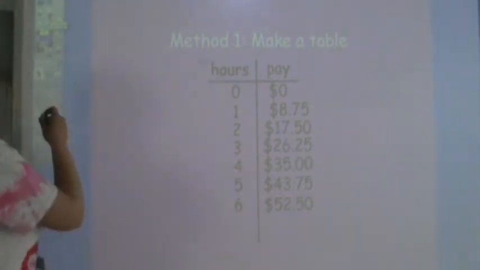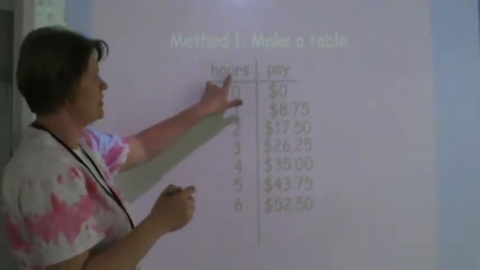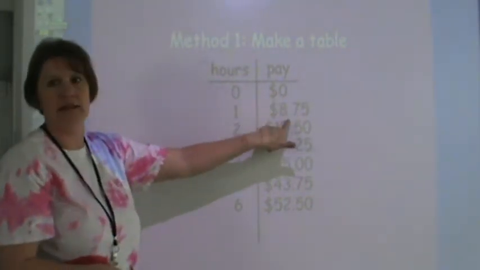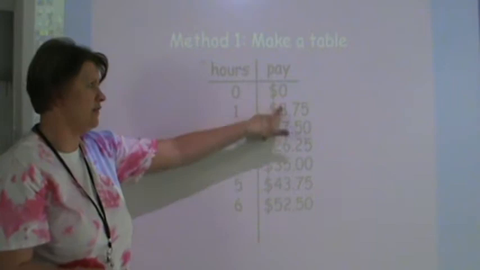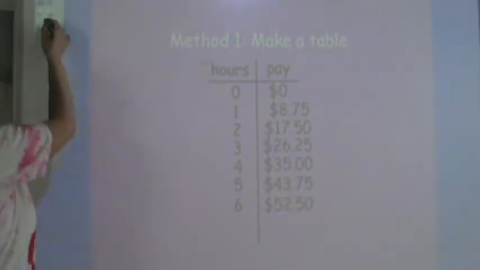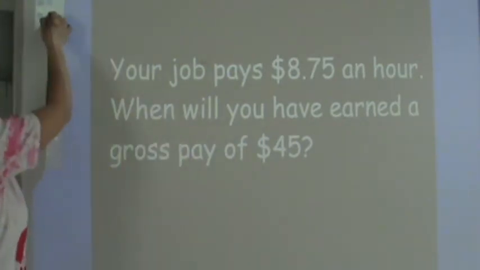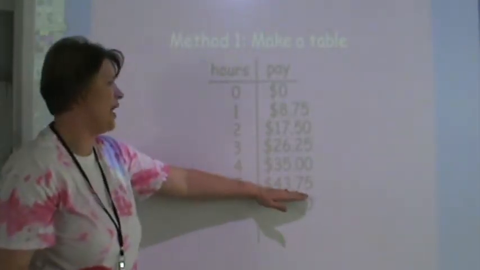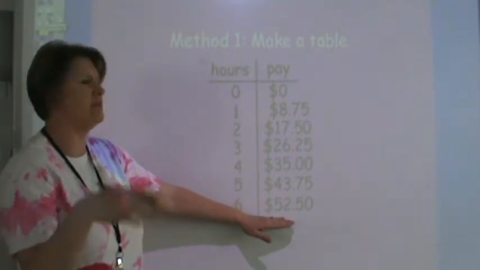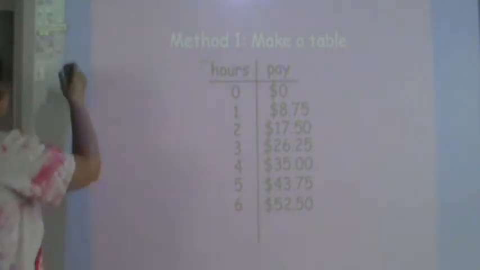We've got hours. If I work no hours, I get no money. If I work 1 hour, $8.75. 2 hours, $17.50. So I just keep adding $8.75 until I get up to $45. After I work between 5 and 6 hours, so we'd have to work 6 hours to be able to make that $45.